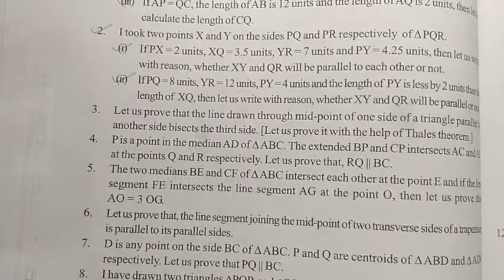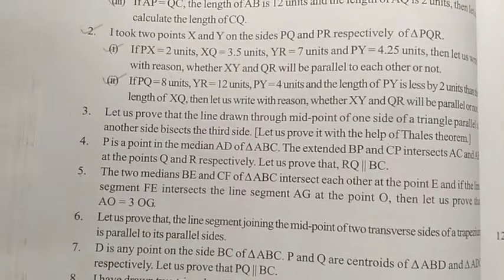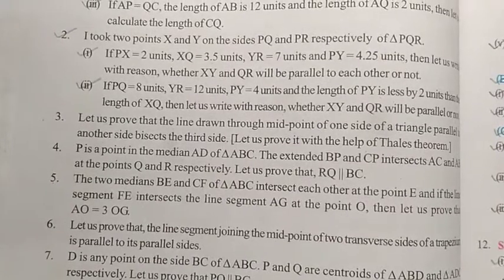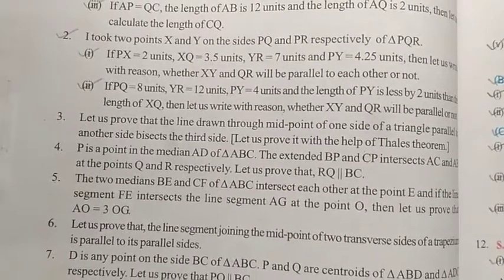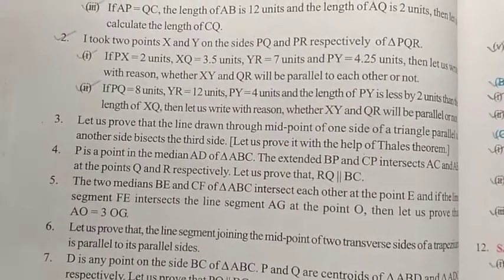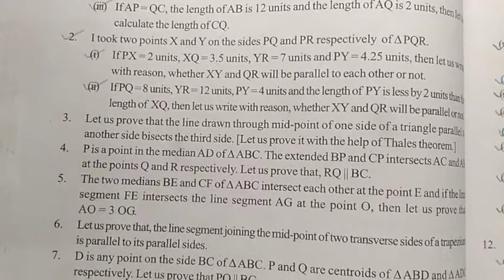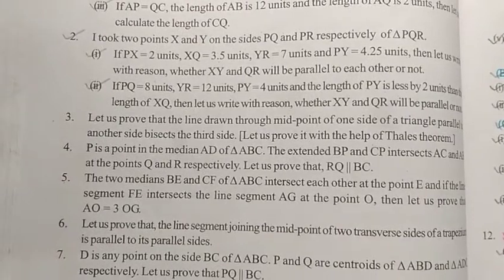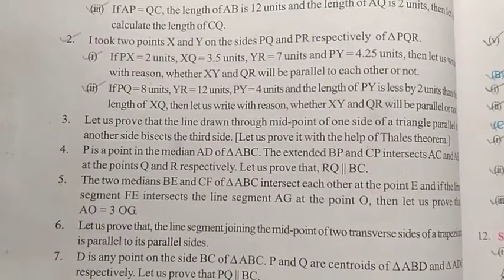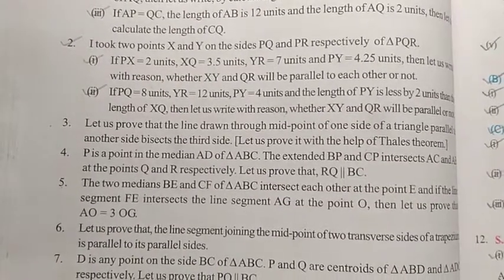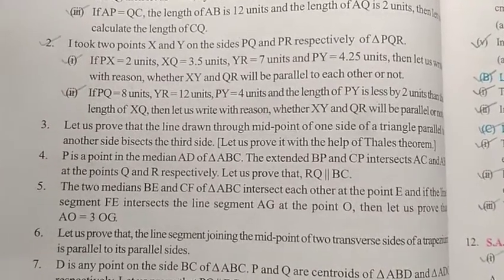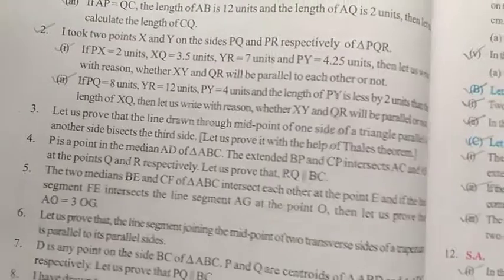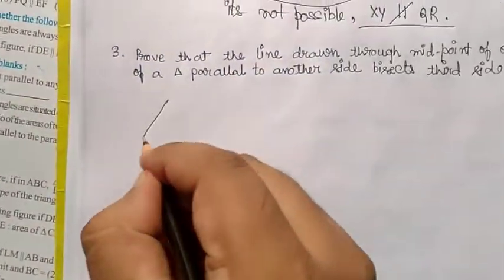We know that in class 9 we discussed the midpoint theorem. If the midpoints of two sides of a triangle are given, then the third side is parallel to the line intersecting these two midpoints. Here first we have to draw the diagram. The diagram should be like this one.